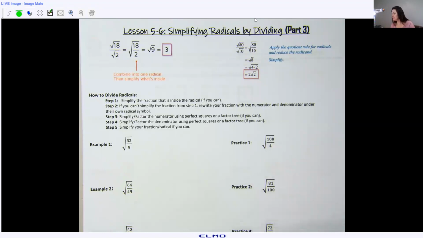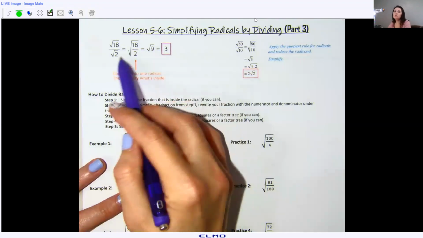Today we're going to be focusing on simplifying radicals using division. This actually is just going to combine everything that we've learned about radicals, but we're going to do a lot of simplifying with the coefficients and the radicals. So to get us started, I have up at the top of your notes 2 examples.